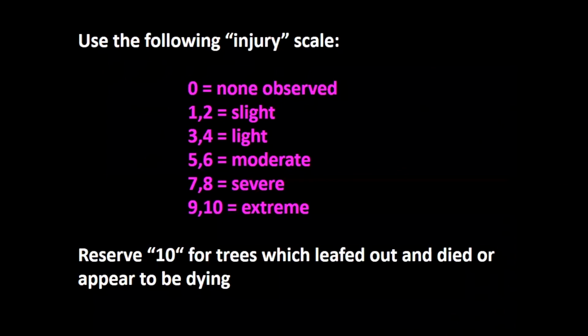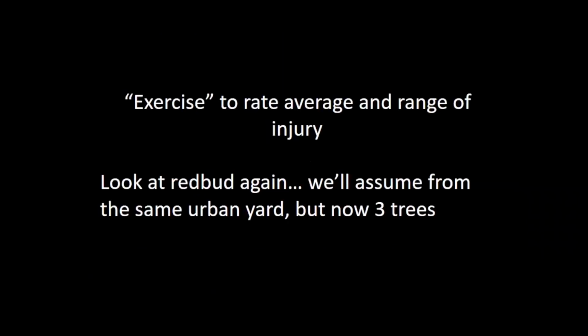Then we have these other categories: slight, light, moderate, severe, and extreme, and numbers that accompany those. 1 and 2 is slight, 3 and 4 light, 5 and 6 moderate, 7 and 8 severe, 9 and 10 extreme. We would like you to reserve 10 for trees which leafed out and died or appeared to be dying. So 10 is the most extreme example, where we have total plant death occurring. Everything in between is a scale of 1 to 9.